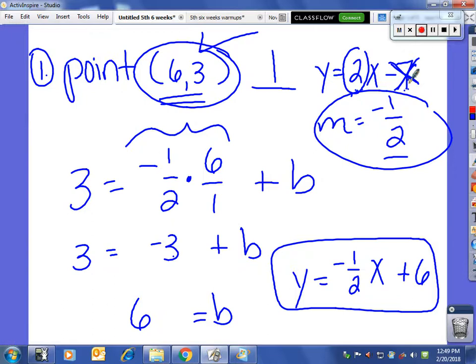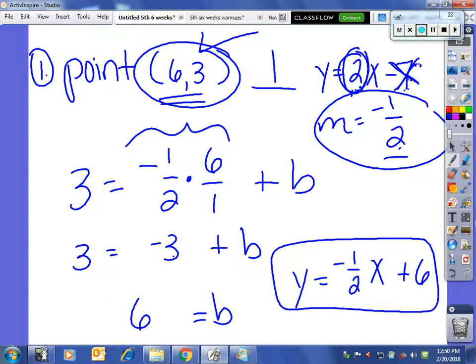I crossed out the negative 7 to show you that the only thing you needed from this line was the slope. I don't care about what the y-intercept is. I care about what the slope is. And if it's perpendicular, I've got to flip it and change the sign. I only needed the m from this, and then I find my y-intercept. All right, let's do another one.